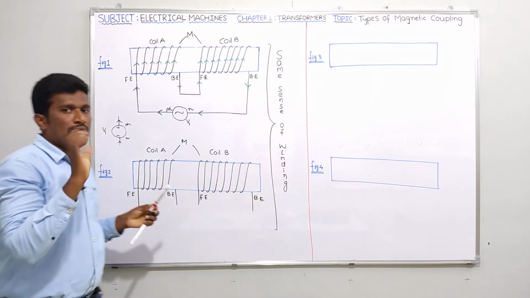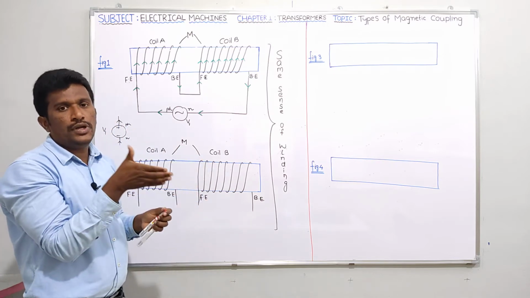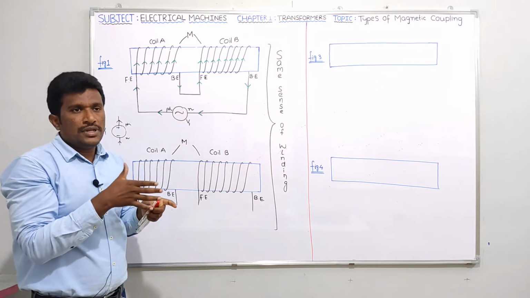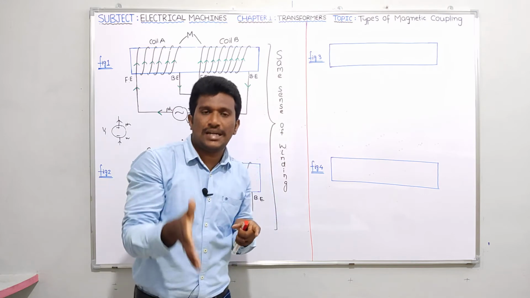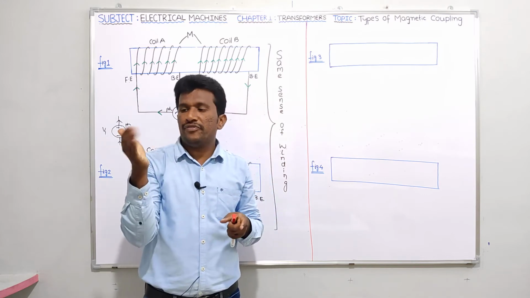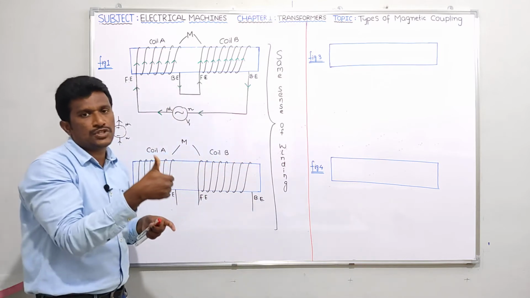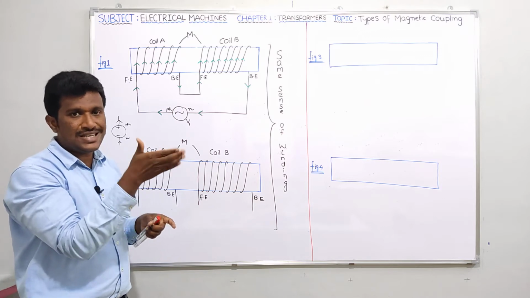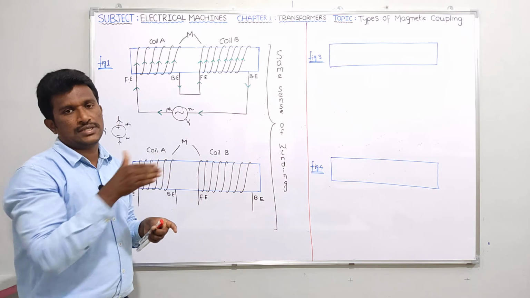See guys, one thing you have to understand in the right hand thumb rule: assume this is a circular conductor. I already told you in the basics topic for circular conductors: wrapped fingers indicate the direction of current, thumb indicates the direction of flux. Everybody knows that.